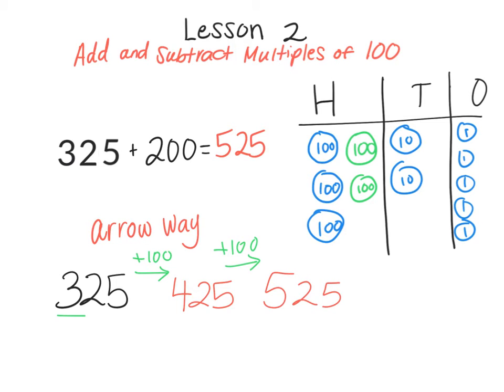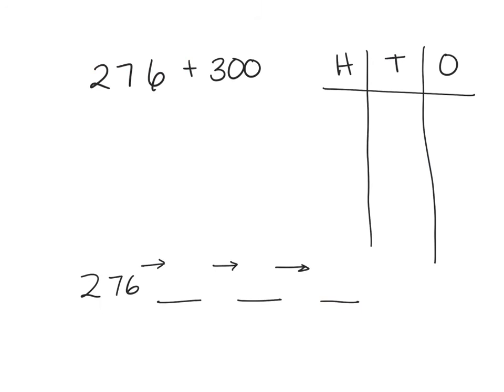Okay, so that's just another strategy to use. You don't always have to use the arrow way, but it's a good way to see, especially with how we're going to start adding different multiples of 100, that you're going to increase your hundreds place number as you go across using the arrow way. So let's look at this with an equation now. So we see over here 276 plus 300.